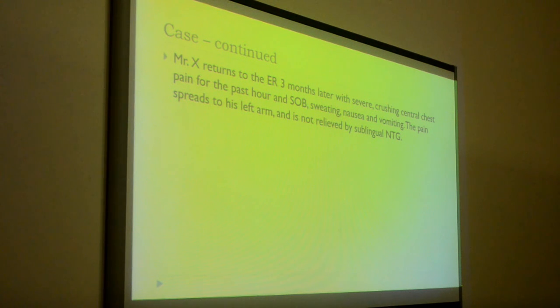Case. Read. Okay, Mr. X returns to the ER 3 months later with severe flushing, central chest pain for the past hour and shortness of breath, sweating, nausea, and vomiting. The pain spreads to his left arm and is not relieved by sublingual nitroglycerin.